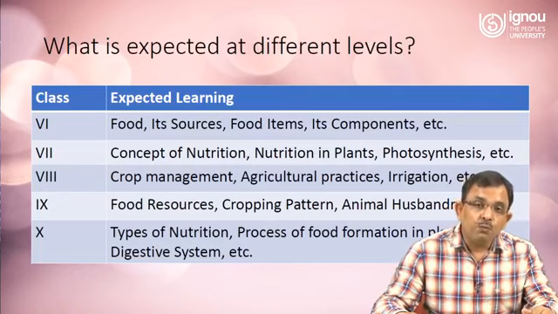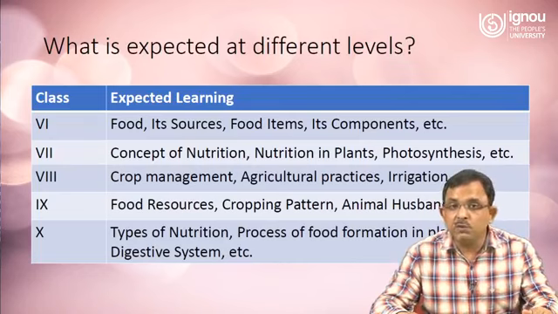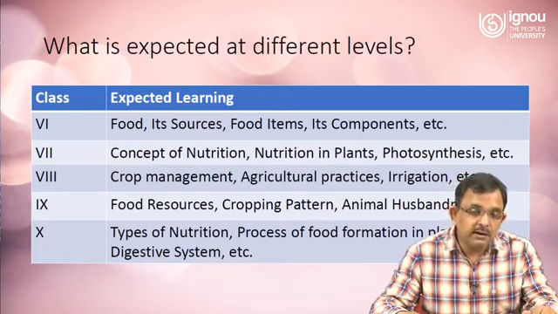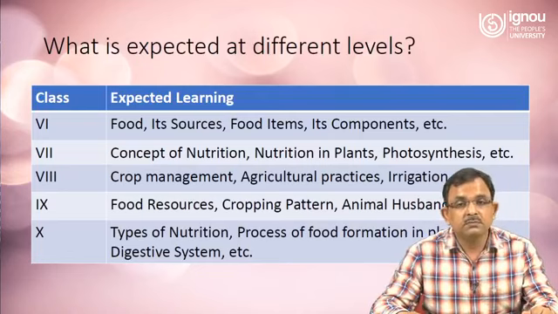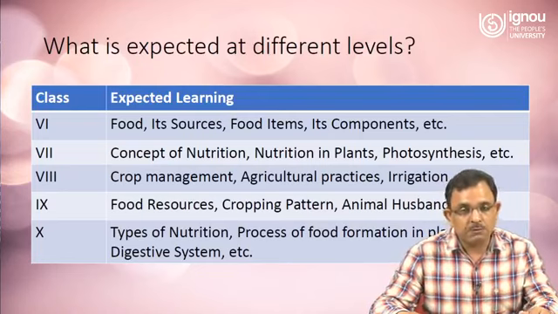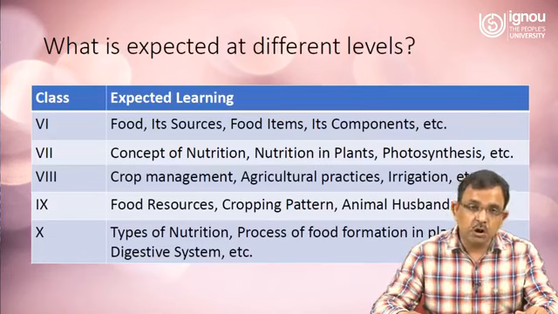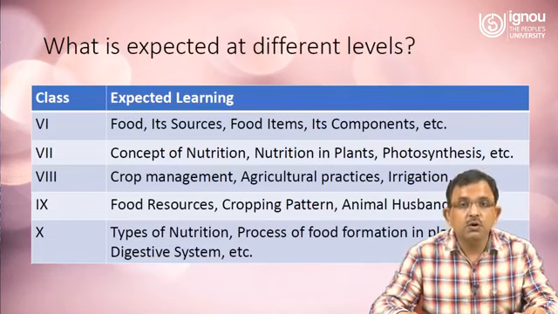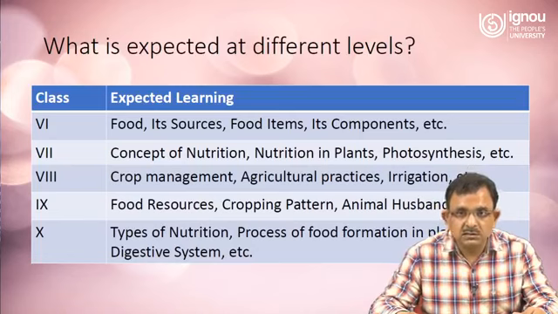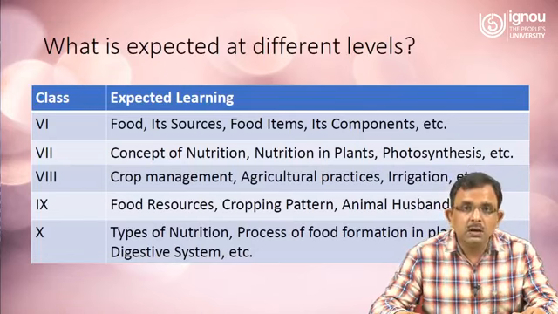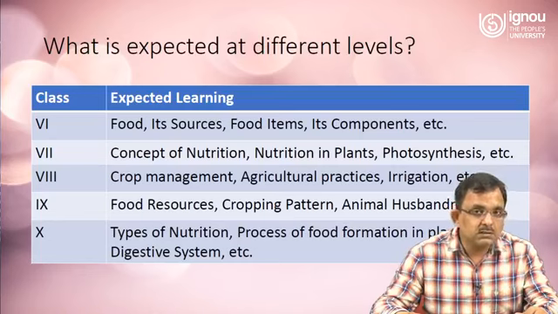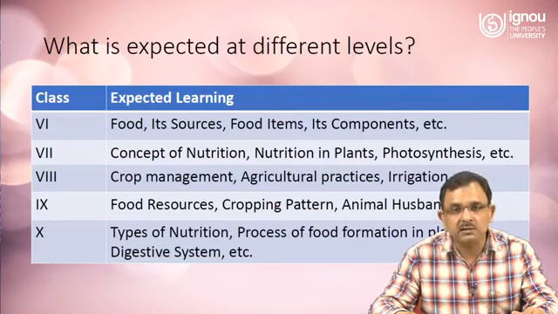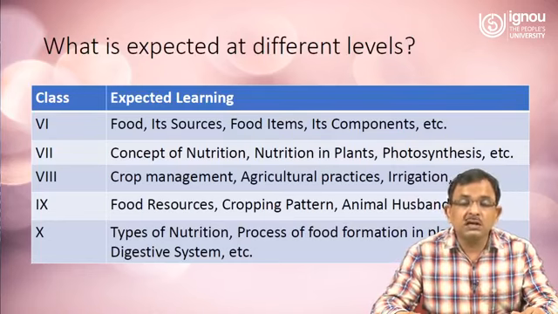Then for nutrition we require food. From where do we get food? Either from crops or from animals. Then if it is a crop, how is the crop being managed? What are the different agricultural practices? What are the irrigation systems available in the country? What are the different food resources, animal resources as well as plant resources? What is the cropping pattern which is being followed in different parts of the country?